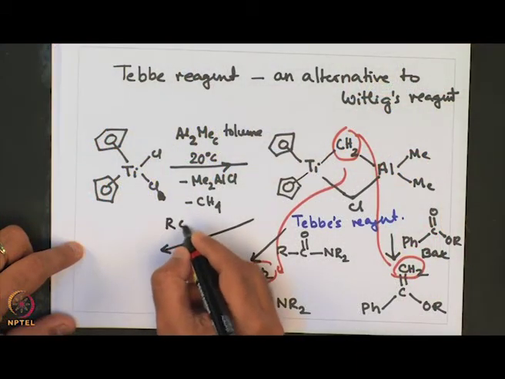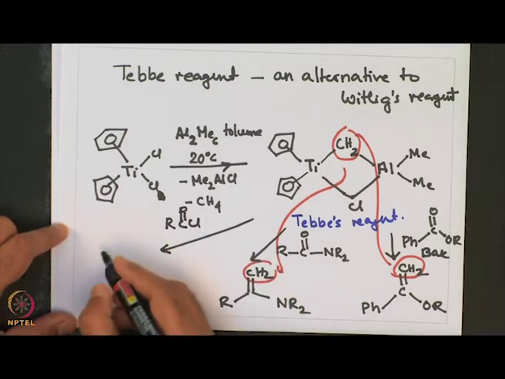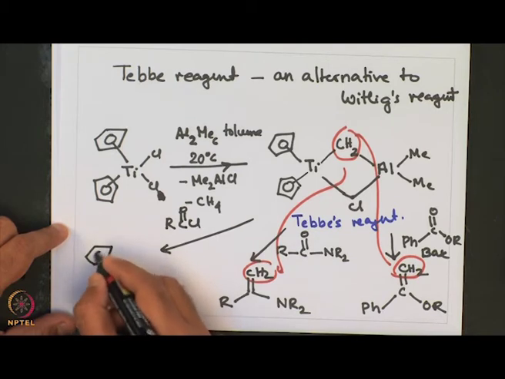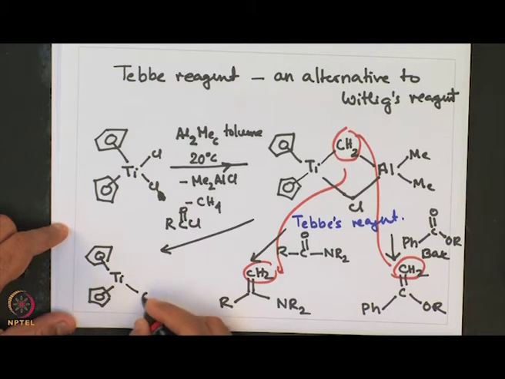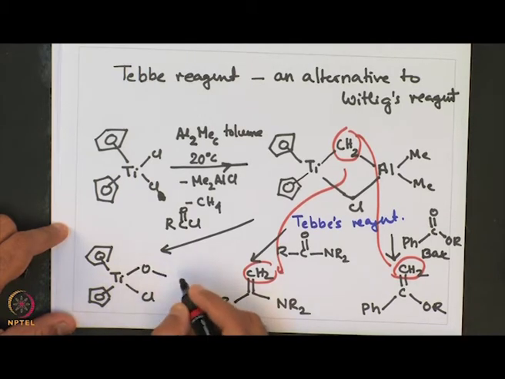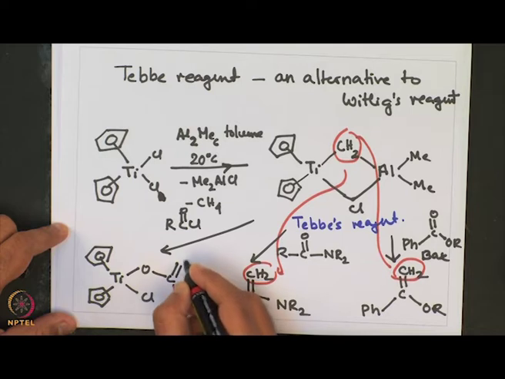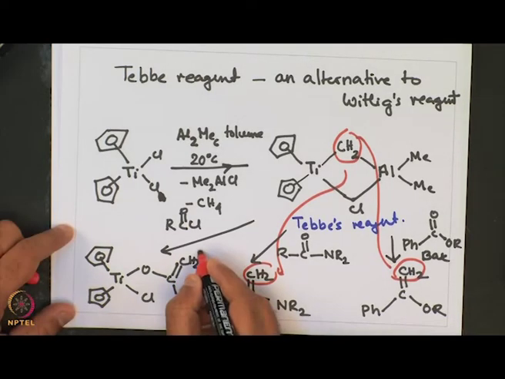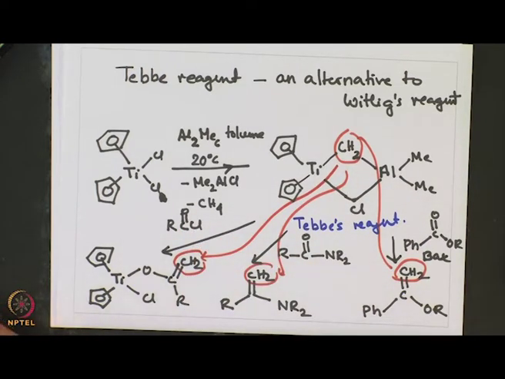Another interesting reaction of Tebbe's reagent is that with acid chlorides it produces enolates. For example, so here too one can see that CH2 has been put onto acid chlorides.